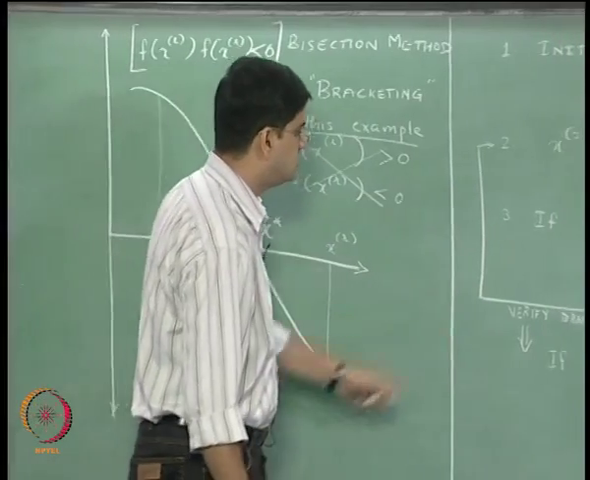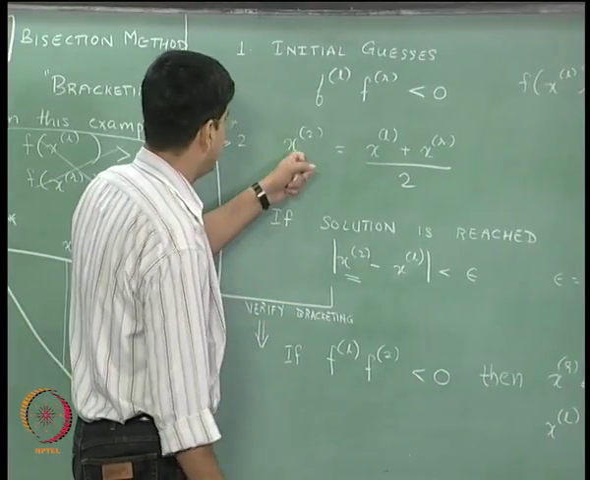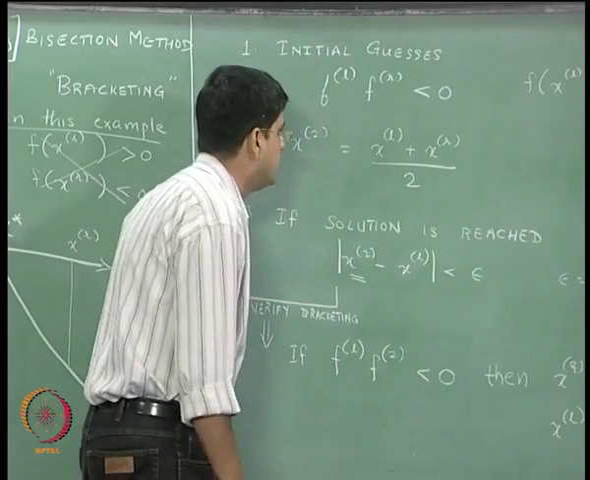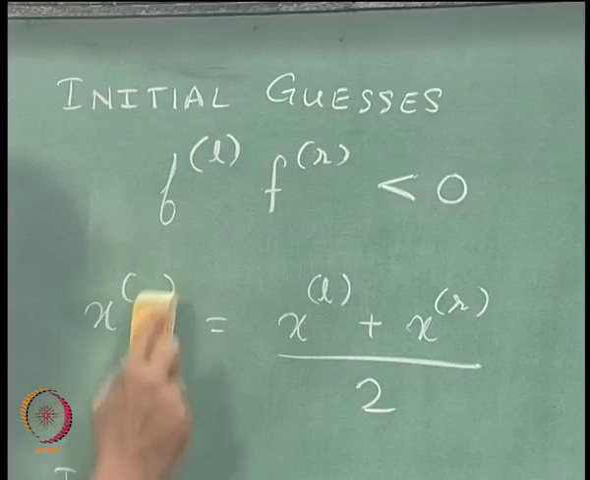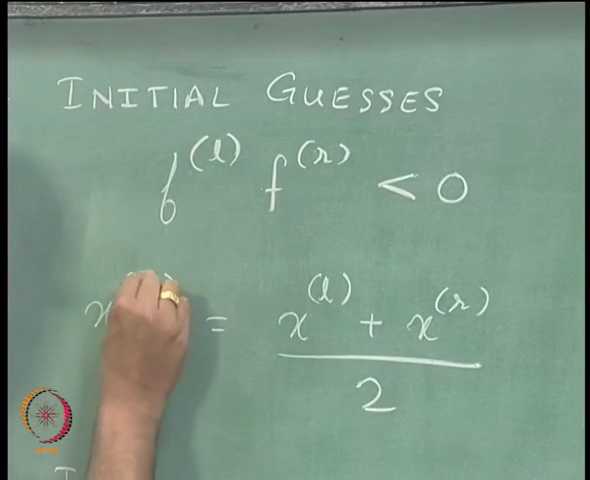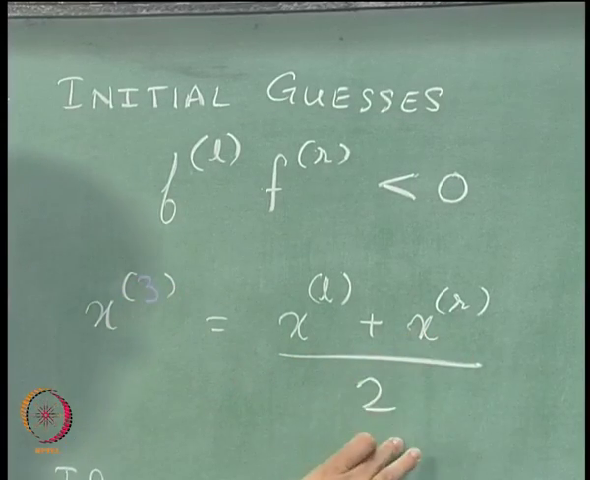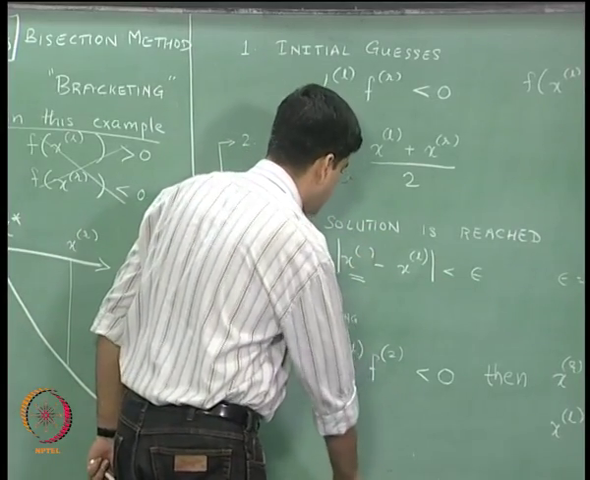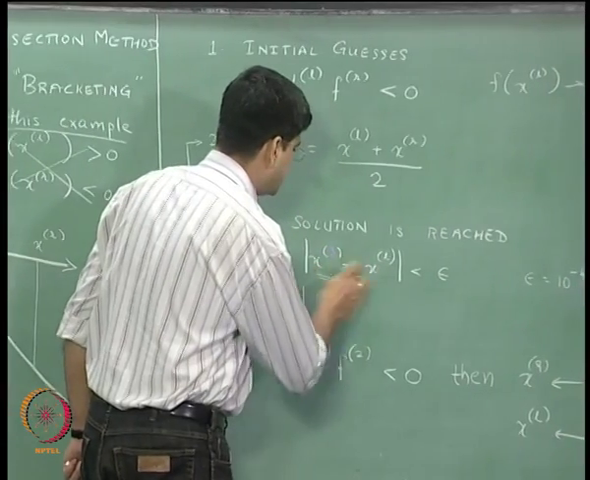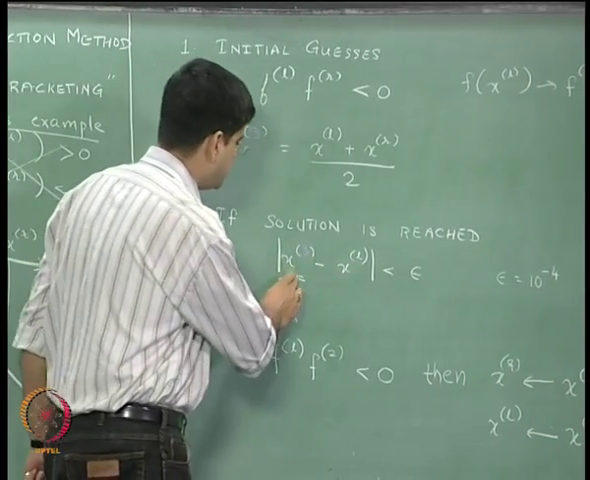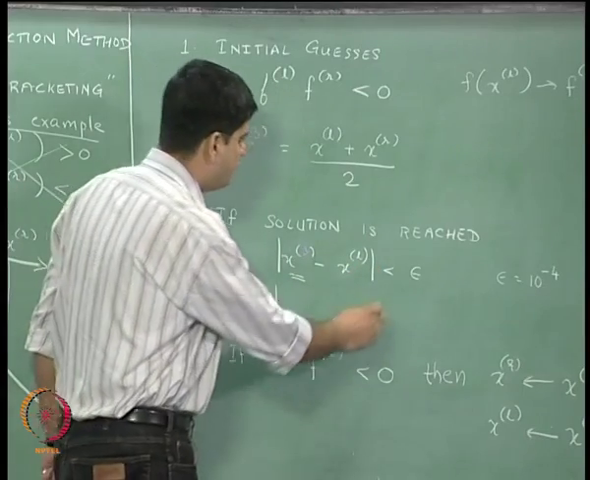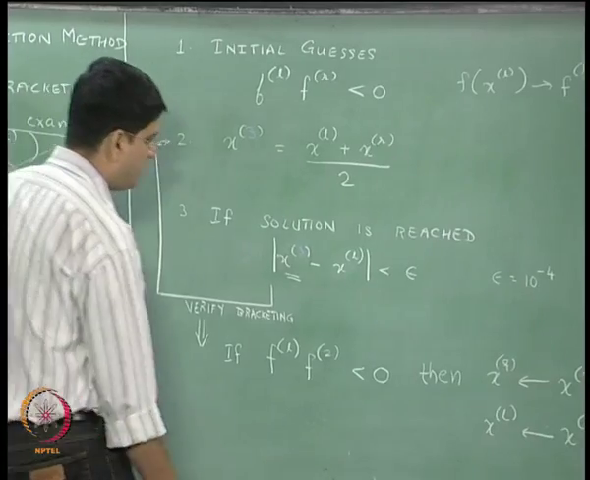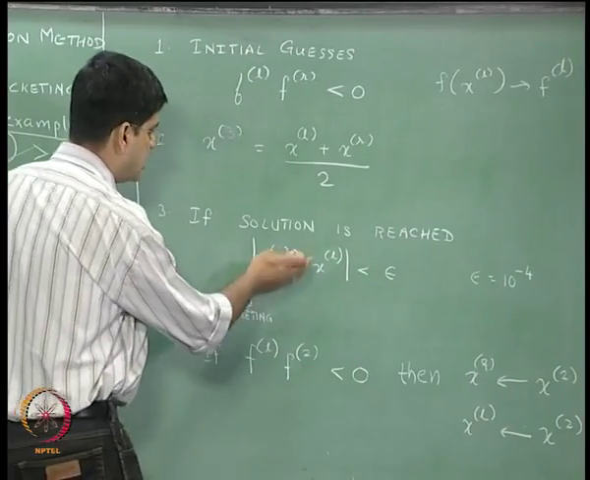Okay. So now we will go back and solve this particular expression with x3 equal to xl plus xr divided by 2. So we will now have x3 equal to xl plus xr divided by 2. Whether or not the solution is reached, we will check that criterion by subtracting xl from x3 and taking that absolute value, verifying whether that is less than our predetermined value epsilon or not. If it is less than the predetermined value epsilon, our solution is reached.